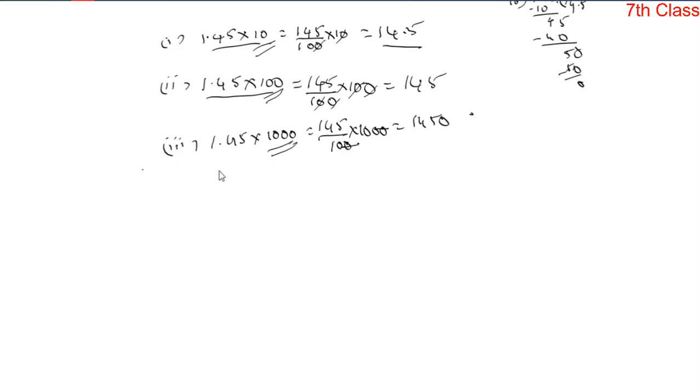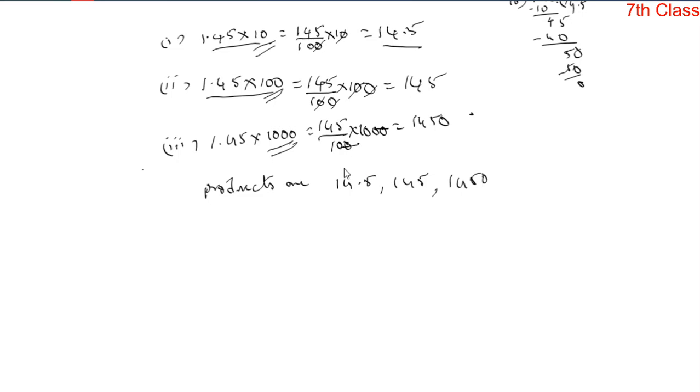What are the products we got? The products are 14.5, 145, 1450. These are the products we got. To which side has the decimal point shifted? Can you tell me? Here 1.45 is there. In the product we got 14.5. To which side has the decimal point shifted? Towards left or right?